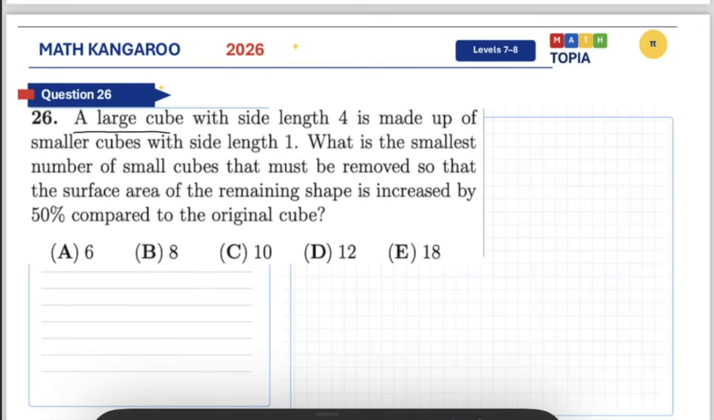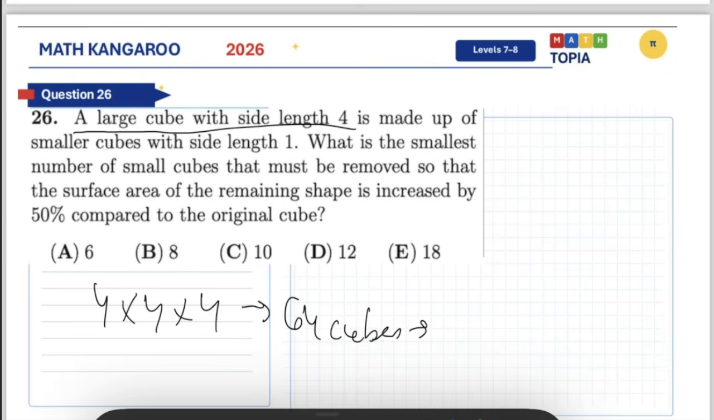So since we have a cube with side length 4, this means it's a 4 by 4 by 4 cube with 64 cubes. It has a surface area of 96 and we have to increase by 50%. So we basically want to add plus 48. In order to remove the fewest number of total cubes, we have to make sure we target the cubes that give us the biggest surface area boost.